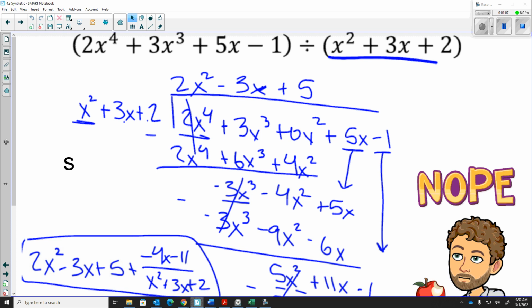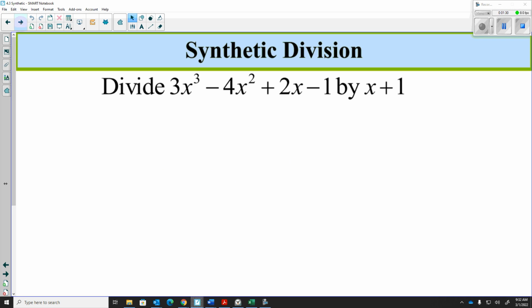Synthetic sounds kind of scary, but it's not. Synthetic division is the easier way. The reason I don't show it to you first is that if I showed you synthetic first and then tried to get you to do long division, that's not going to happen. Sometimes synthetic division doesn't work, and we have to do long division. But usually synthetic division will work. So let me just show you how it works, okay?